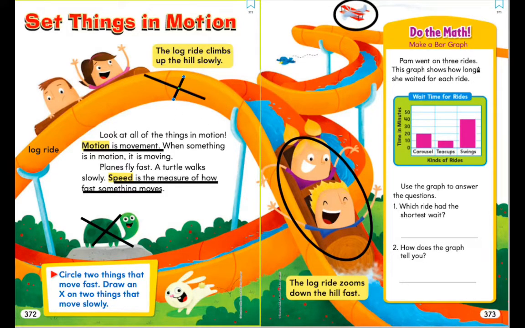Pam went on 3 rides. This graph shows how long she waited for each ride. In carousel, she waited for 20 minutes. In teacups, she waited for 10 minutes. And on swings, she waited for 40 minutes. So let's write the answer. Which ride had the shortest wait? Teacups.